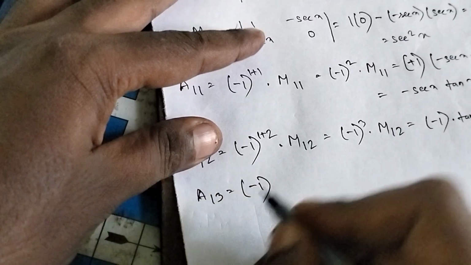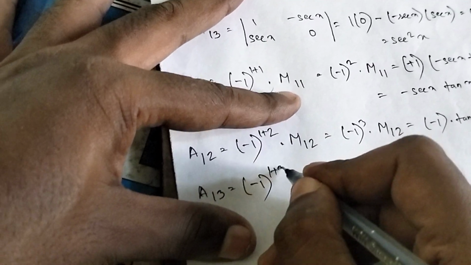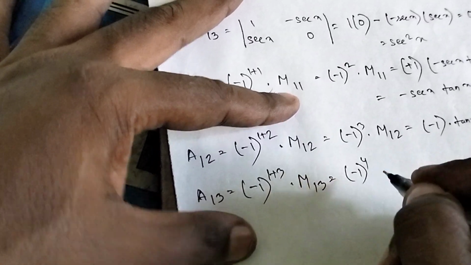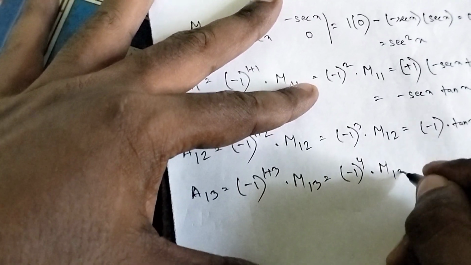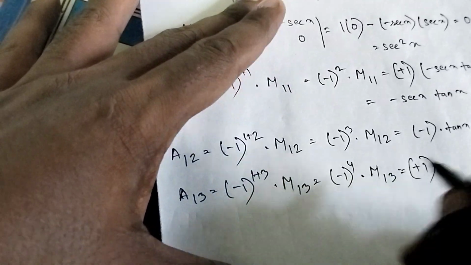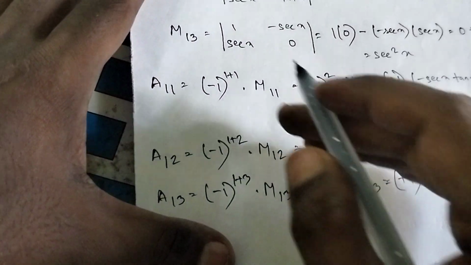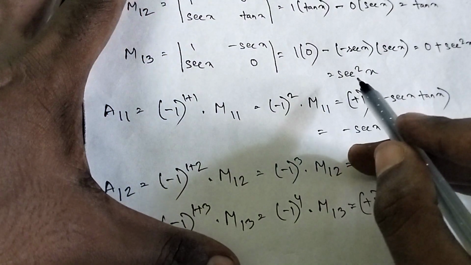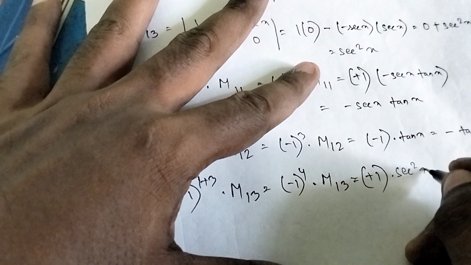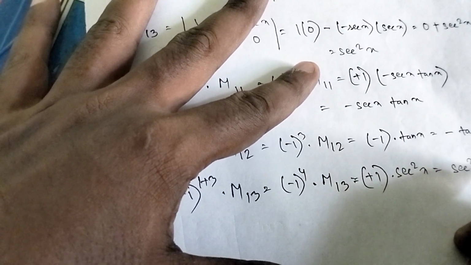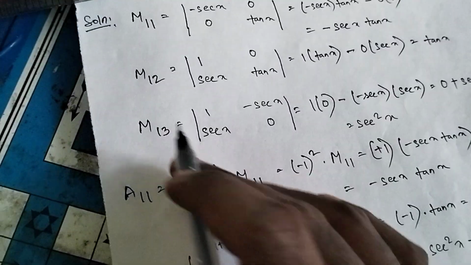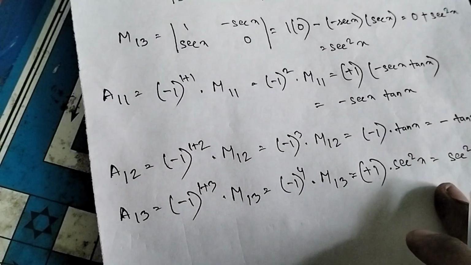So now we will find the cofactors of row 1 column 3. So it will become minus 1 to the power 1 plus 3 into minors of row 1 column 3. So it will become minus 1 to the power 4 into minors of row 1 column 3. Minus 1 to the power 4 will become plus 1, and minors of row 1 column 3 was sec square x, so it will become sec square x. Okay, clear? So we have got all the minors and cofactors of row 1.